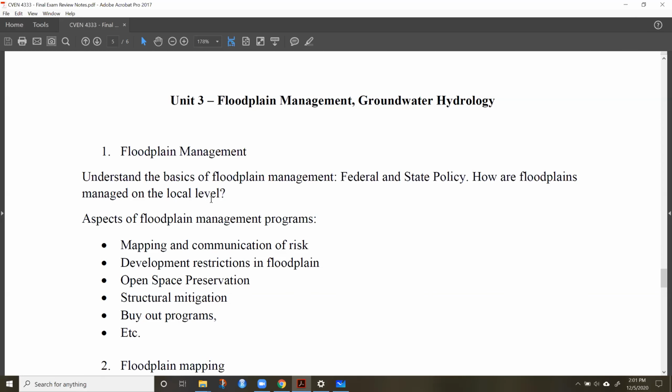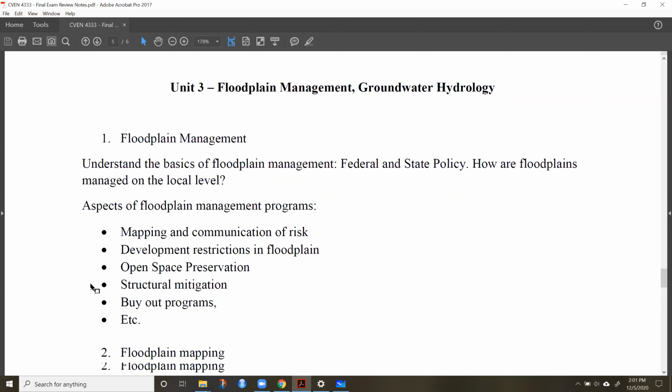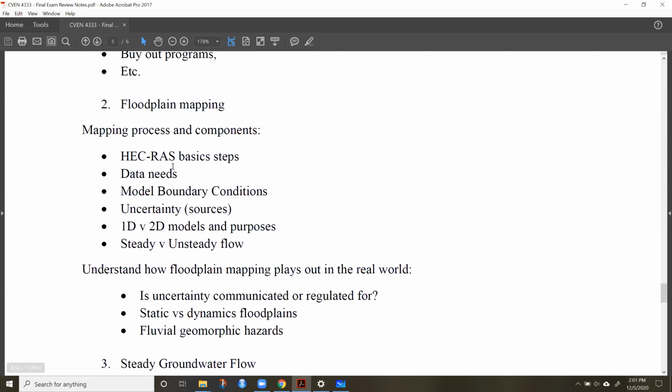And then as far as the last unit goes, we started off with floodplain management. So be familiar with different aspects of floodplain management that we talked about and learned about in the homework. So it's mapping, communicating risks, be able to interpret floodplain maps, and know how they're generated through HEC-RAS modeling. What kind of data do we need? Model boundary conditions. Understand the difference between 1 and 2D models, as well as steady and unsteady flow.